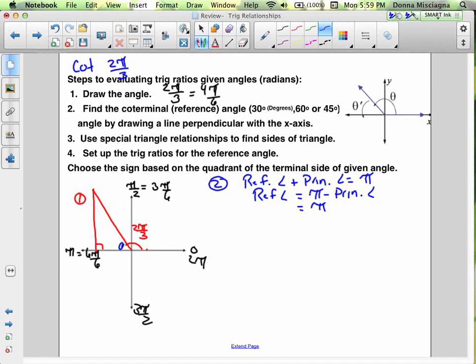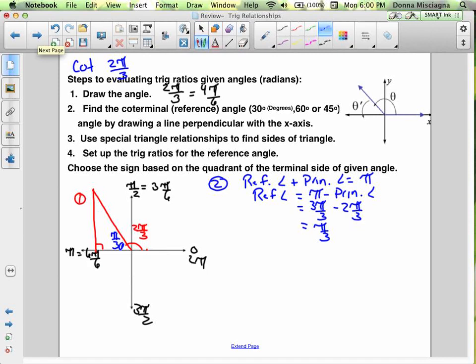Since the principal angle is 2 pi thirds, we're going to subtract 2 pi thirds from pi. Pi is the same, just in case you weren't sure, as 3 pi thirds. So that means that the reference angle is pi thirds. Finding that the reference angle is pi thirds is another point.